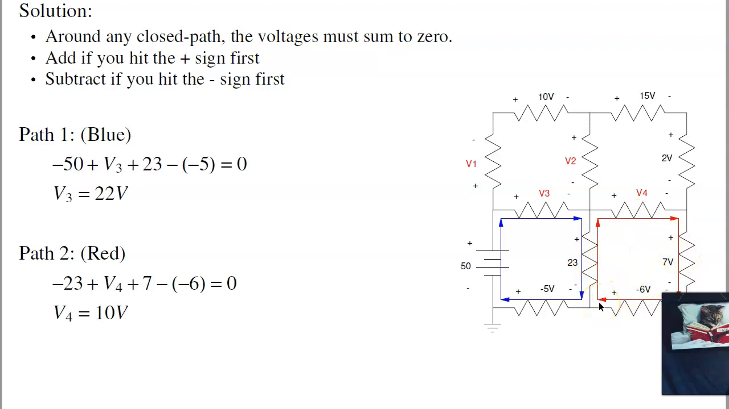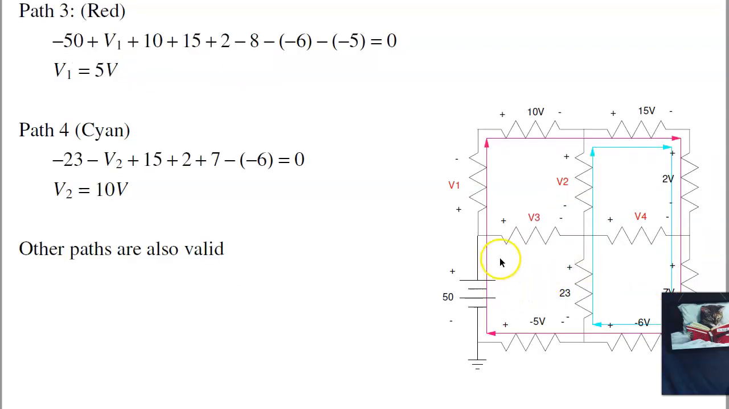Around the red path, voltages have to add to 0. So starting here in the corner, I get minus 23 plus V4 plus 7 minus a minus 6, I'm back where I started, equals 0. V4 is 10.